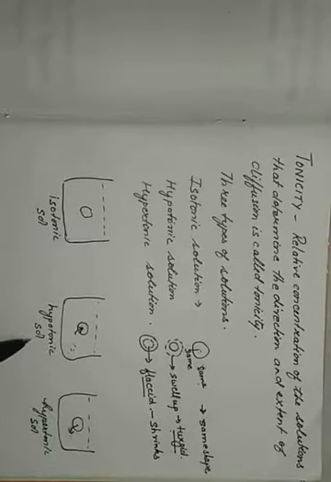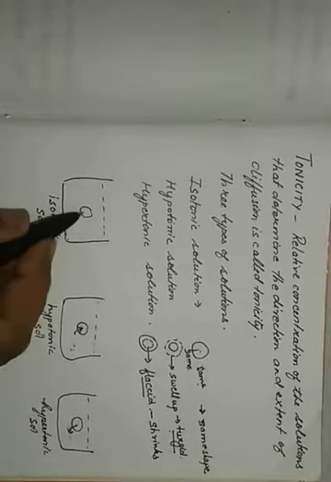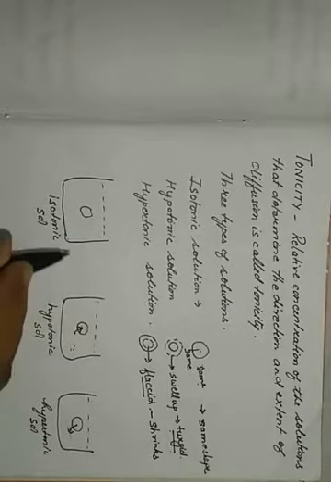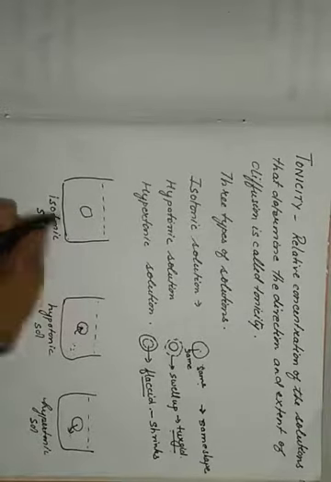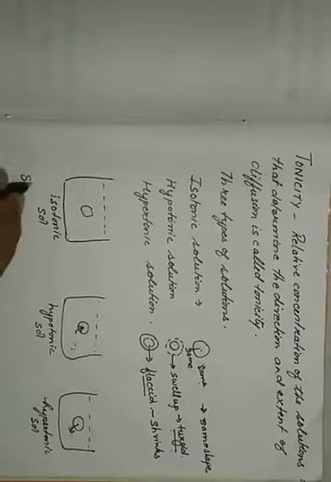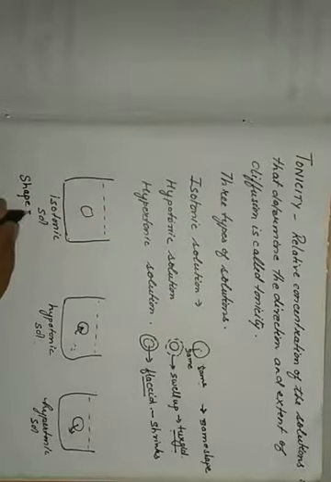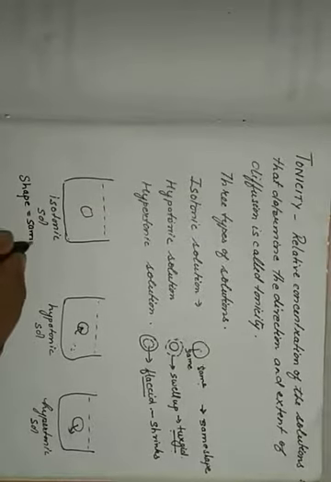Now this can be seen in an experiment. Let us take beakers. In the first beaker, let us put the isotonic solution; in the second beaker, the hypotonic solution; in the third beaker, the hypertonic solution. If we put a cell in the isotonic solution, there will be no net movement of water molecules, so the shape of the cell will remain the same.